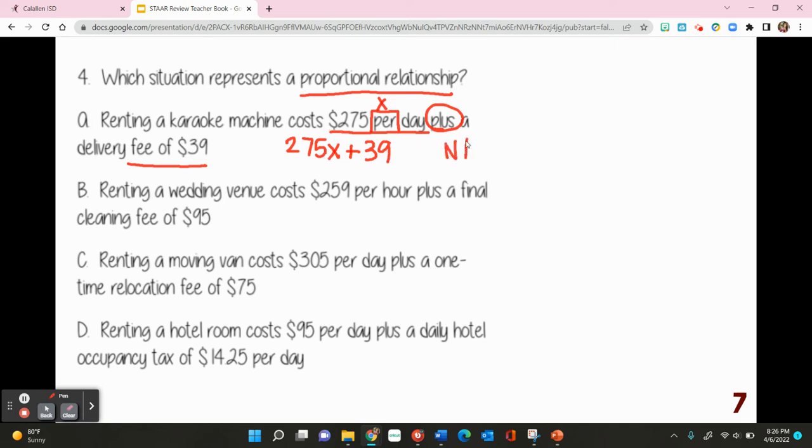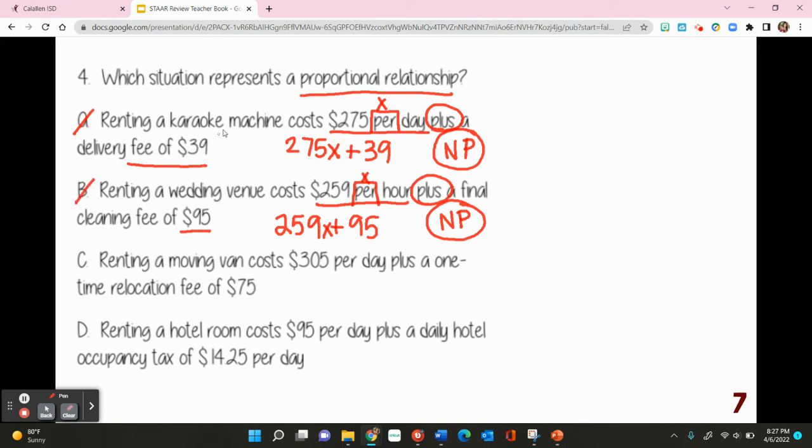So this is non-proportional. For B, it says renting a wedding venue costs $259 per hour plus a final cleaning fee of $95 per hour. They're not charging the $95 per hour for the cleaning fee. It's a one-time cleaning fee. So again, words like per, each, and every are words that indicate X. So I have 259x plus $95. I forgot the x. 259x plus 95. These values cannot be combined, so this is non-proportional. So I can cross out A and B so far.